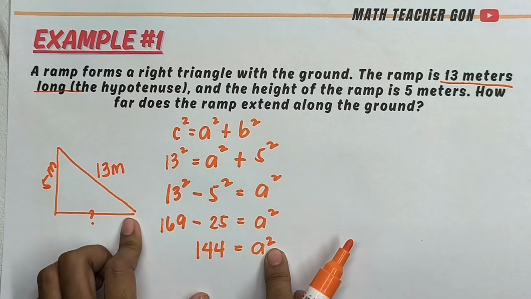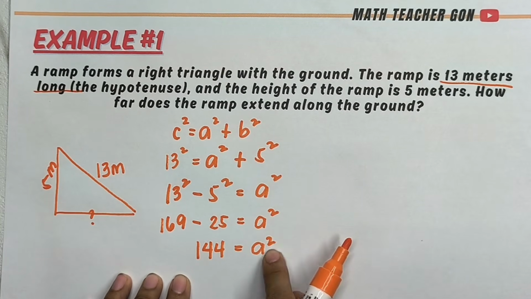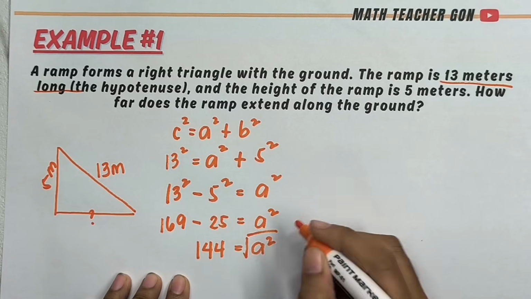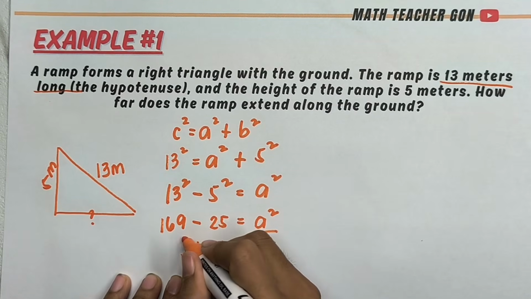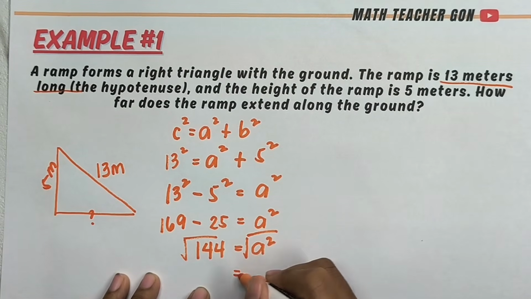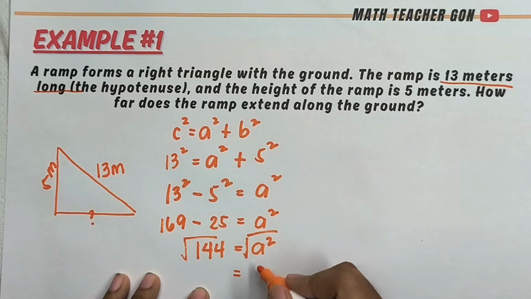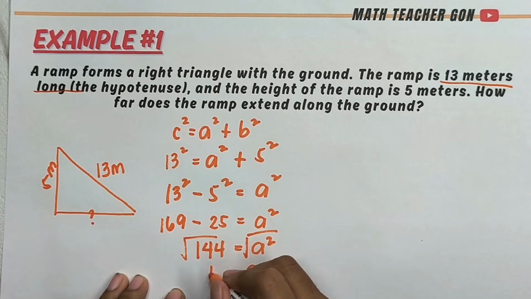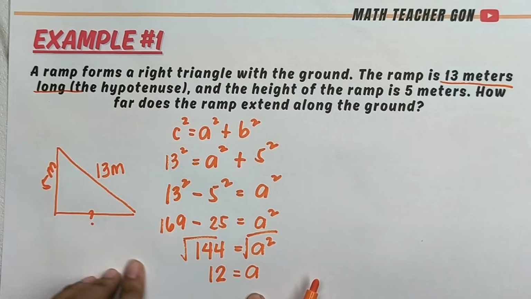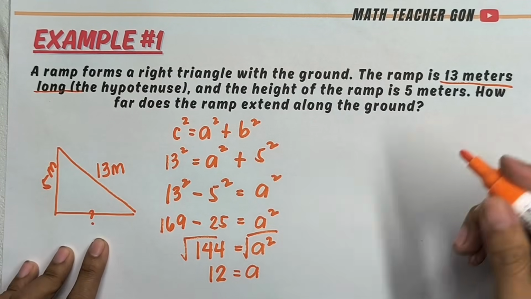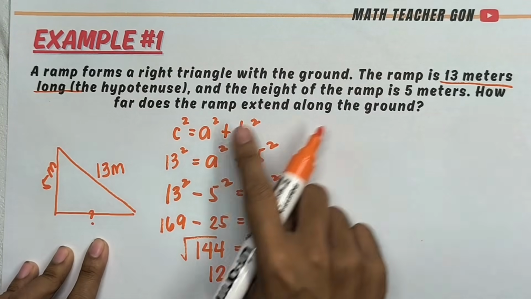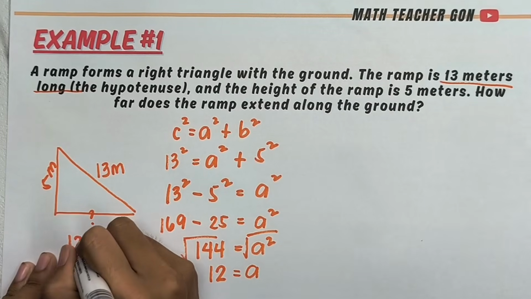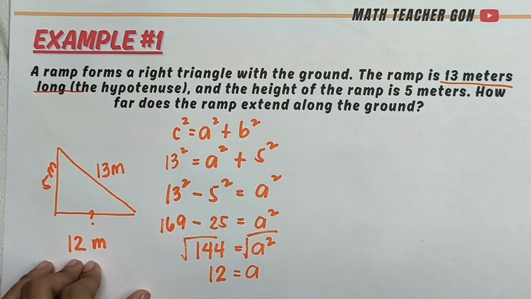So since you still have a square here, you extract the square root. So the square root of A squared is A. The square root of 144 is 12. So your answer here is 12. Don't forget meters. So this is 12 meters.